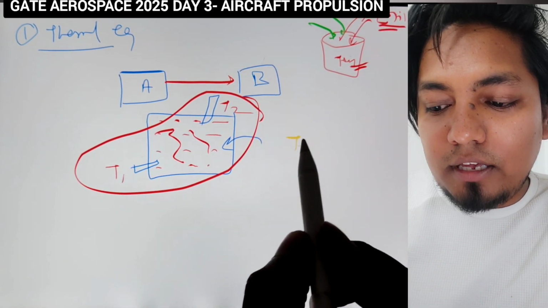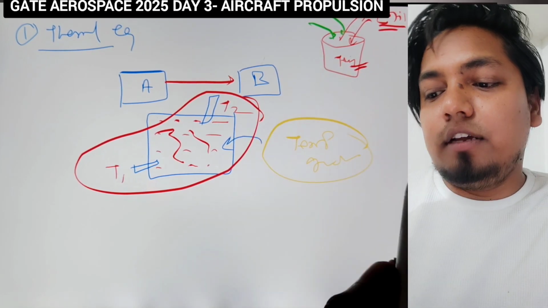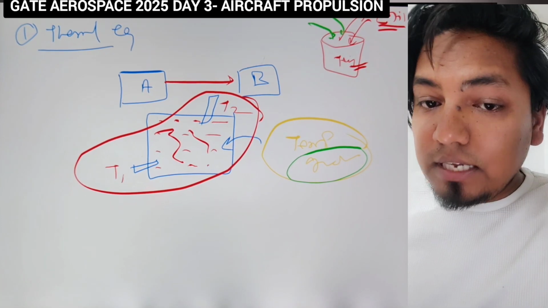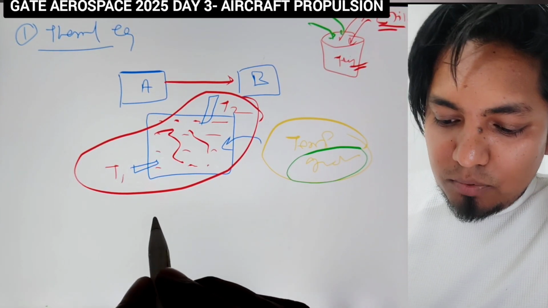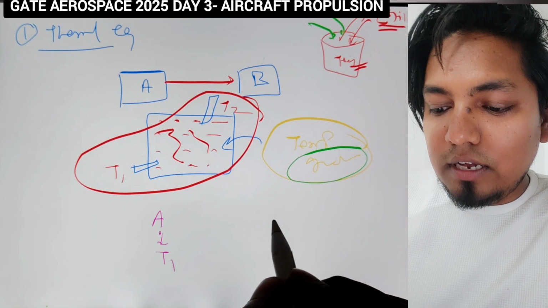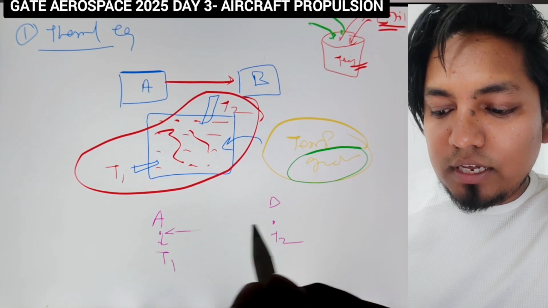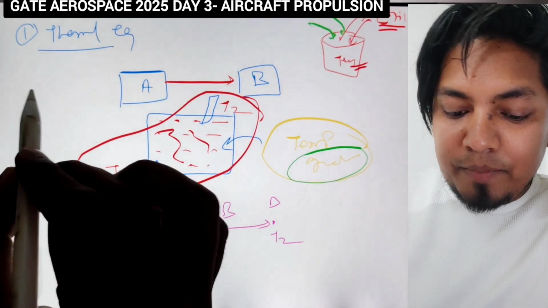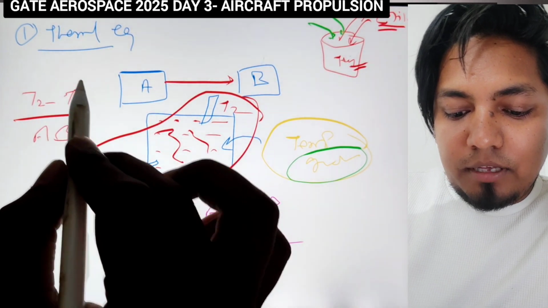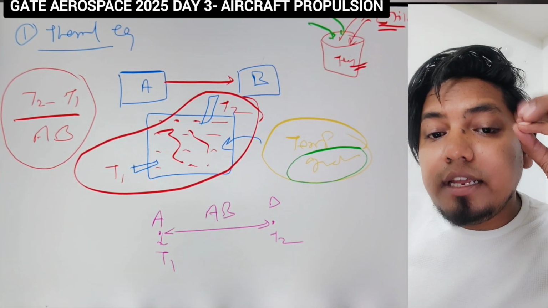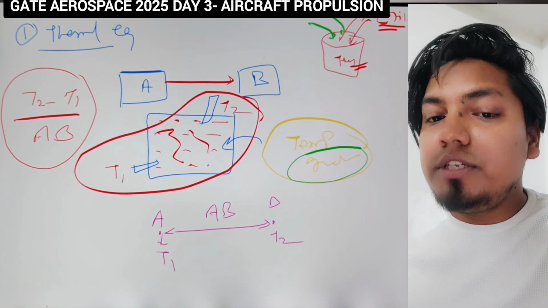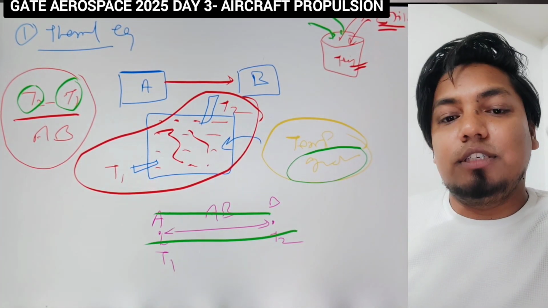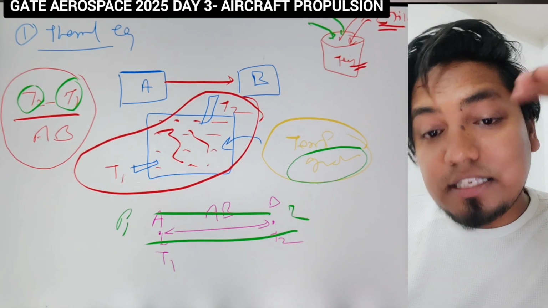What do you mean by temperature gradient? Whenever the word gradient comes into the picture, it means divide by distance. Suppose at point A you have temperature T1, at point B you have temperature T2, and the gap between them is length AB. Temperature gradient is (T2 minus T1) by length AB. And when will the gradient be zero? Gradient will be zero if T1 is equal to T2, meaning uniform temperature everywhere. The same goes for pressure gradient and density gradient.